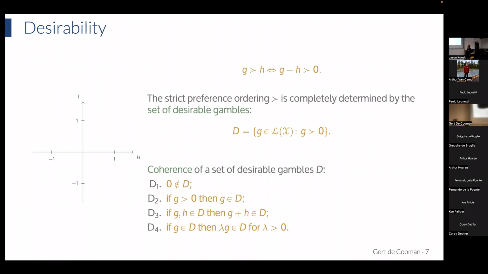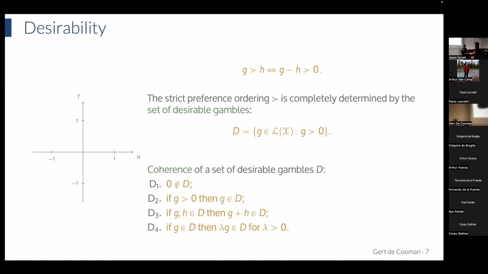The second one says that if a gamble is positive, in the sense of the strict dominance that I had before, so this means that all the values of G are non-negative and at least one of them is positive, yeah? If that holds, then the gamble must be desirable as well. It must be in that set of desirable gambles.